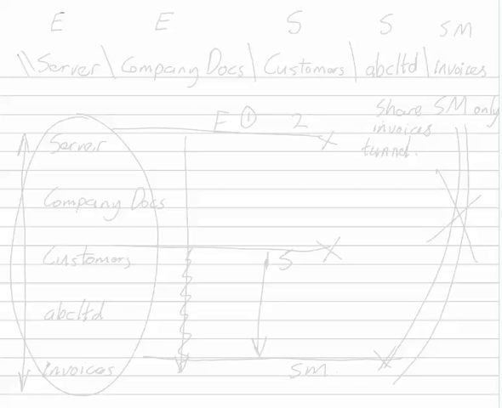Right, this is a short video just to give you an example of security permissions on files and folders for Microsoft Windows 2008 and above. I'm going to use the following path to make the example. So if we use server, let's say company docs, customers, ABC Limited, invoices.